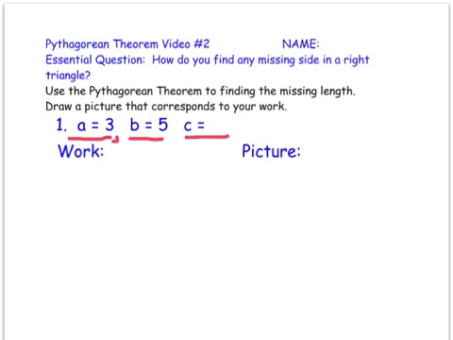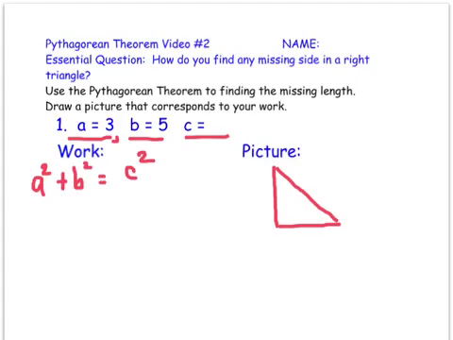So we're going to go ahead and write our formula. A squared plus B squared equals C squared, even though a few of you told me this was way too much work. Okay, so we're going to go ahead and draw our picture as well. We're going to draw a right triangle. Now we have to show a right triangle by putting this little box right there. That means it's a right angle.